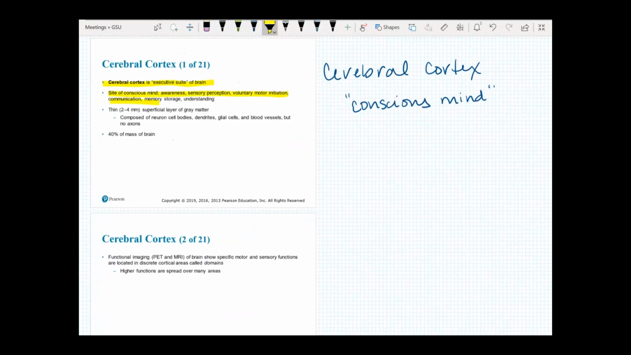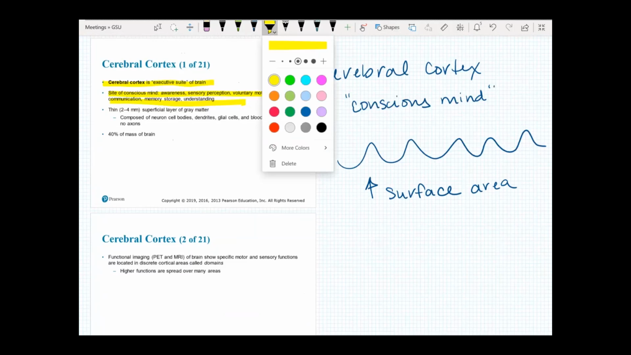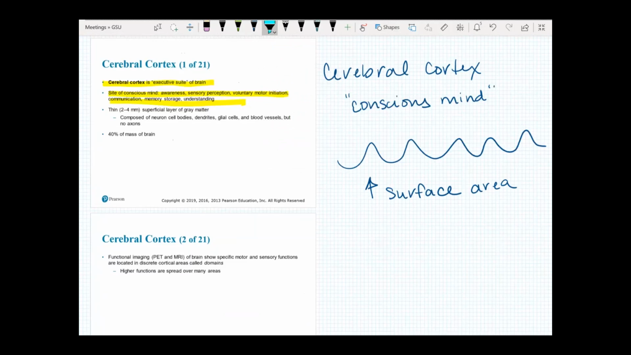So that's important. It is actually a thin, superficial layer of gray matter, only about 2 to 4 millimeters thick. Remember, our cerebral cortex is all folded, and the reason it's folded is that it increases the surface area. So when we say it's a very superficial layer of gray matter, we are saying that just that top itty bitty part right here is only this 4 millimeter maximum measurement right there. So it can be very, very small.